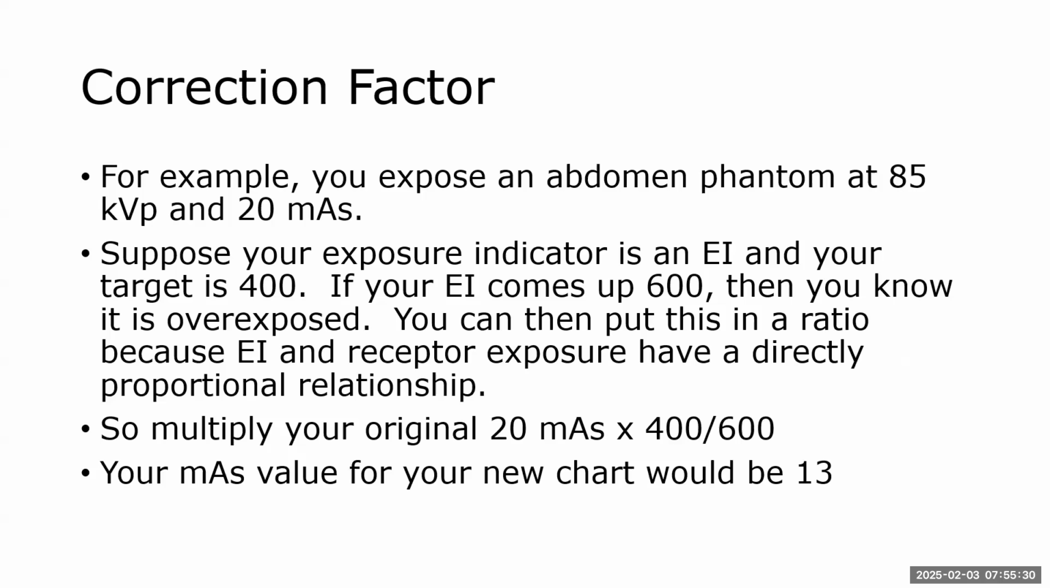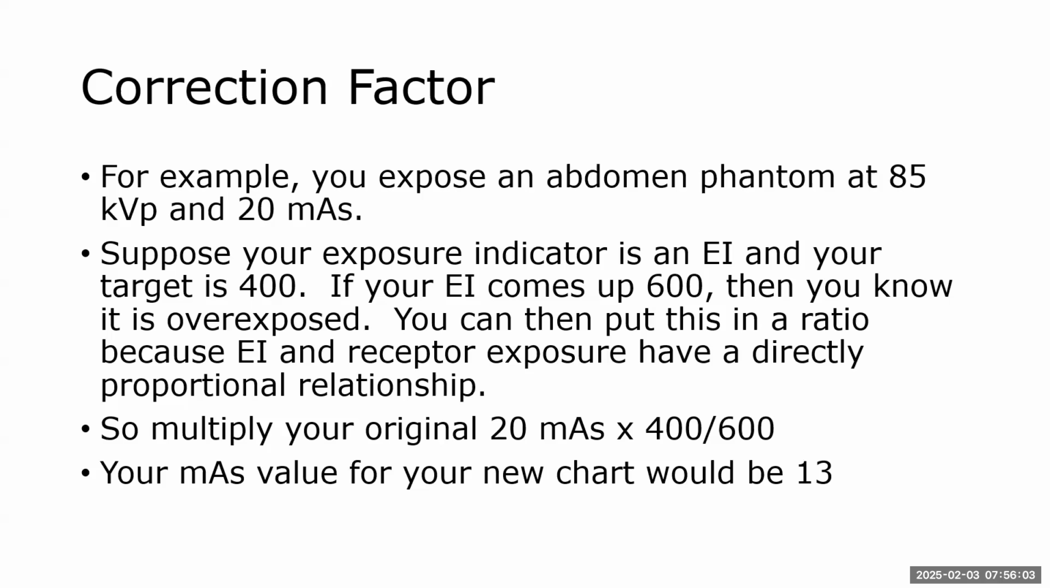So how do you use a correction factor? For example, let's say you expose an abdomen phantom at 85 kVp and 20 mAs. Suppose your exposure indicator is an EI and your target is 400. So if your EI comes up 600, then you know it's overexposed, because EI and exposure have a direct relationship. If the target was 400 and our number came up 600, that means we were overexposed.